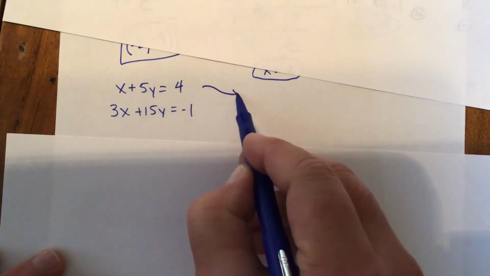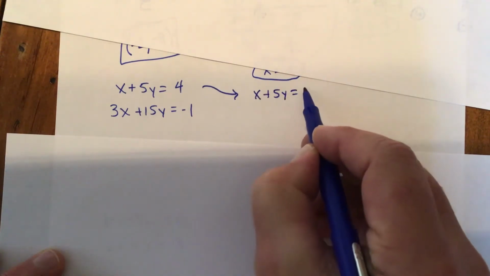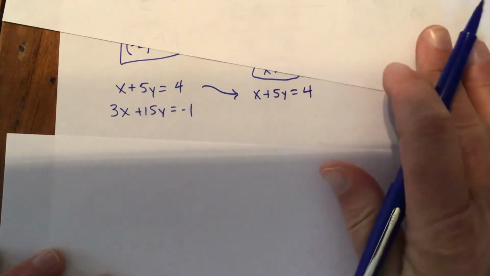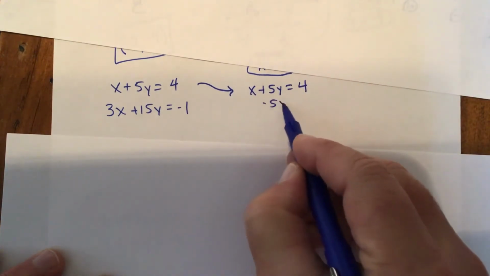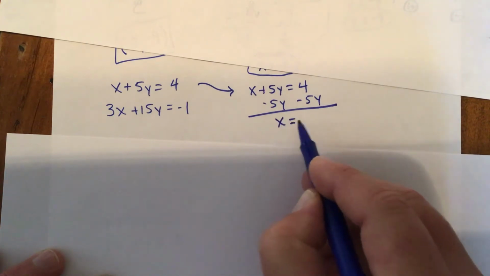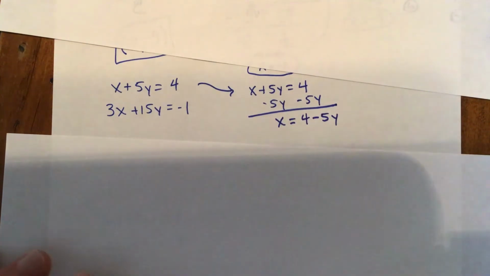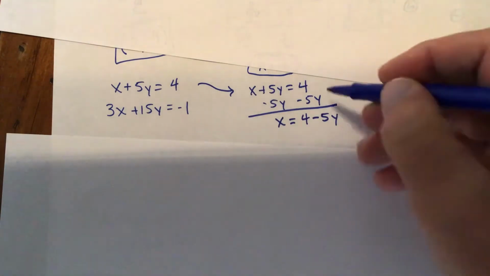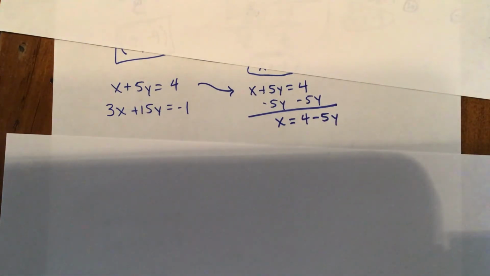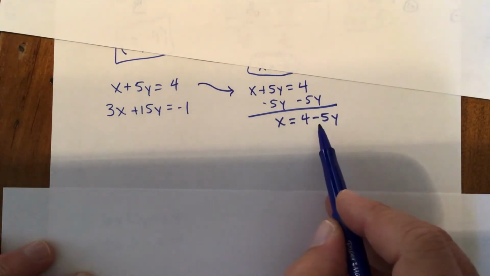So let's do that. I know I don't have very much room here. So x plus 5y is equal to 4. If I subtract 5y from both sides, I'm going to get x is equal to 4 minus 5y. All right? Remember, these aren't like terms, so I can't do anything with it. Now I have what x is.